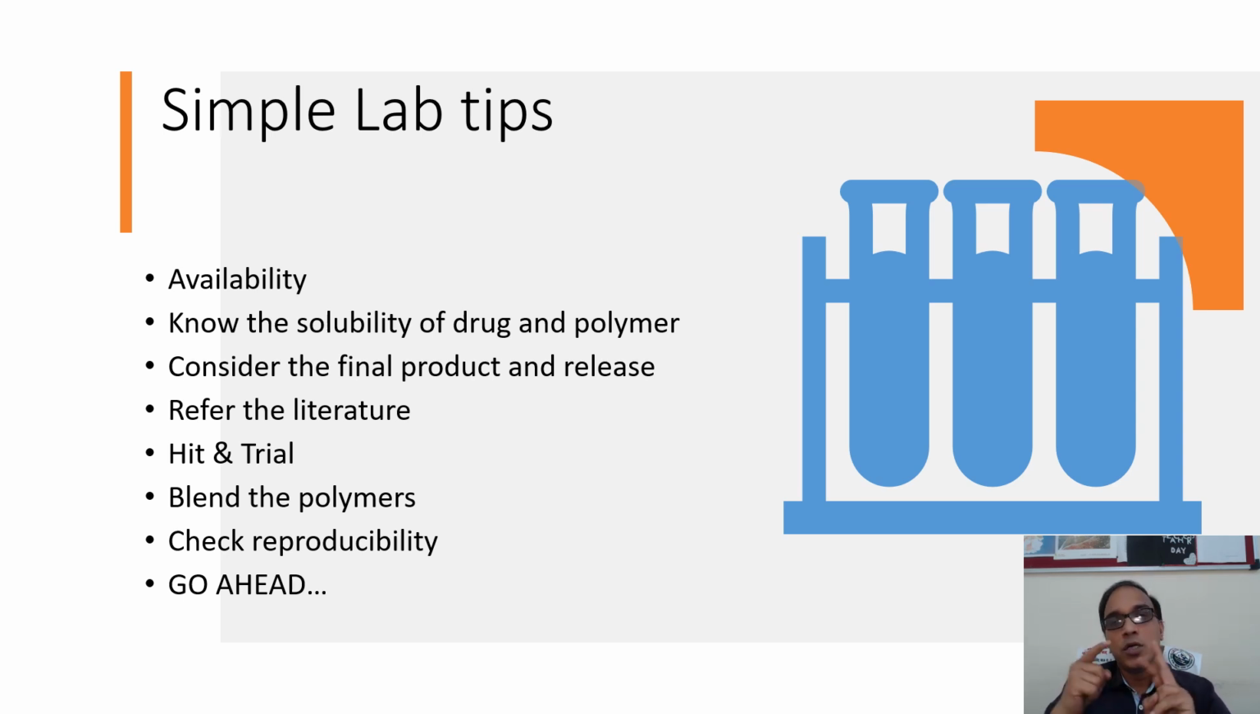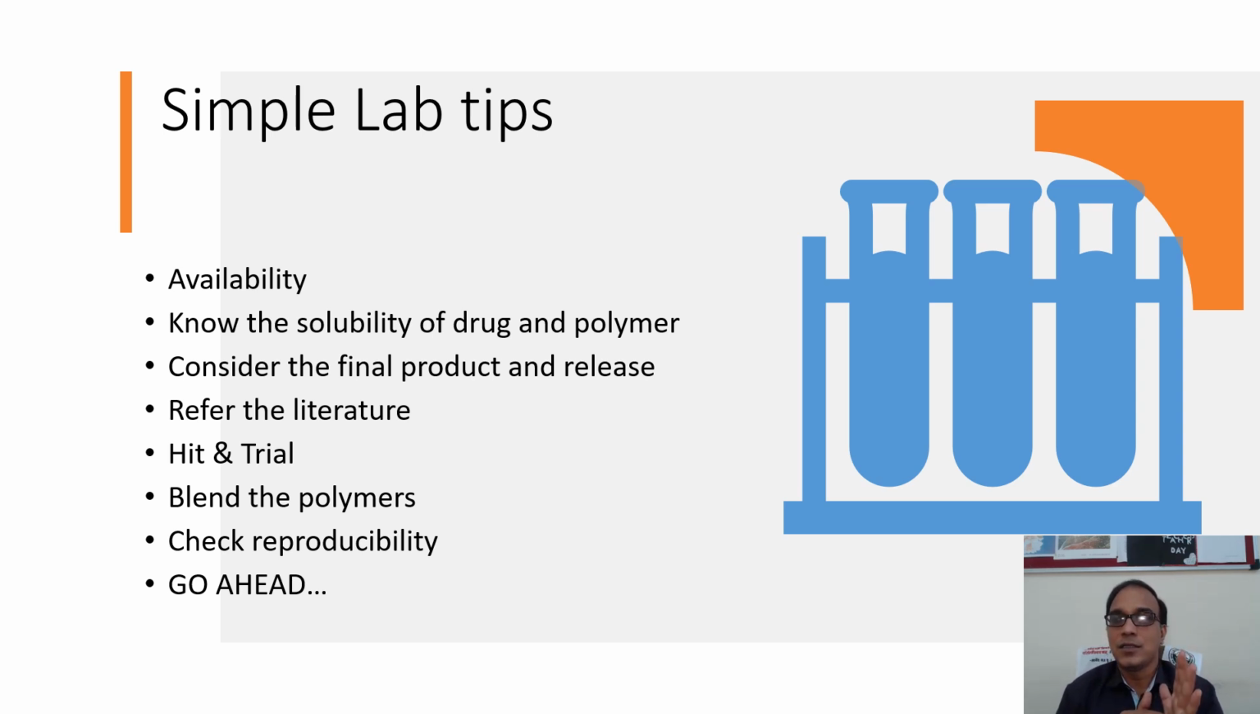Second, know the solubility of the drug and polymer. You must know the polymer's and drug's solubility, and then compare the things with the final product. Consider the things with the final product and what kind of release you want. Then refer to the literature. When you have this data, then refer to the literature and conclude what can be done with the available polymer, the properties of the drug and the properties of the available polymer.